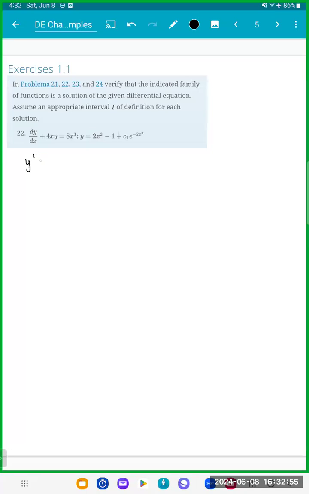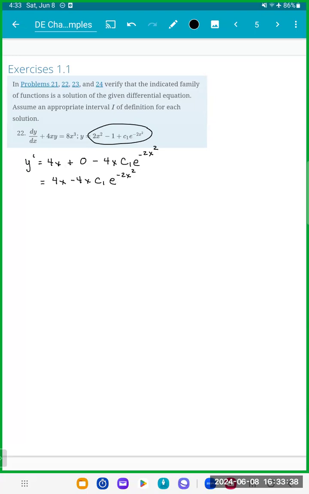So we have y prime is equal to 4x plus 0 minus 4x C1 e to the negative 2x squared. Really, we just took the derivative of this portion of the equation here. Let's go ahead and simplify that, getting rid of the 0 that we have there. So this is 4x minus 4x C1 e to the negative 2x squared.